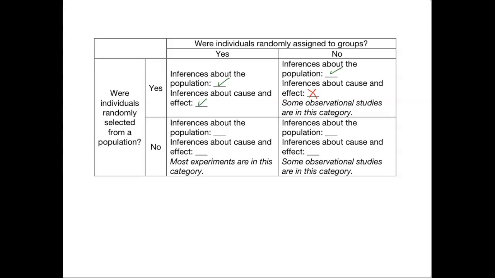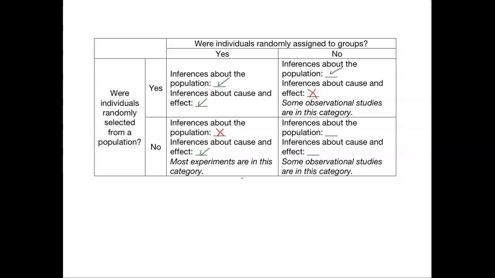All right, were individuals randomly selected from a population? Let's say no, rather. And yes, we were able to randomly assign treatment. No, you generally can't make inferences about the population there, but yes, you can make inferences about cause and effect.